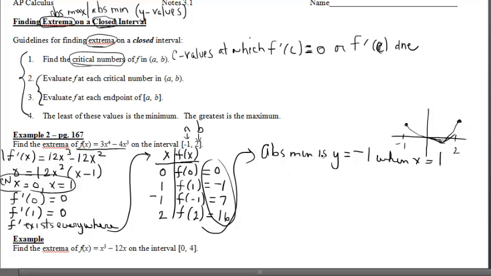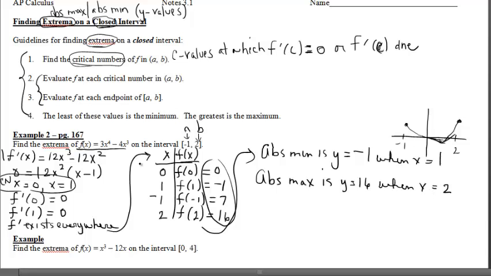You could say the absolute min is (1, -1) and give the ordered pair, and I'd give you credit for that, and you get credit for that on an AP test. But as I said earlier, an extrema is a y value. By reporting the y value, you are telling somebody that you really understand what the question is asking. The absolute maximum is y equals 16. You can put when it occurs, when x equals 2.